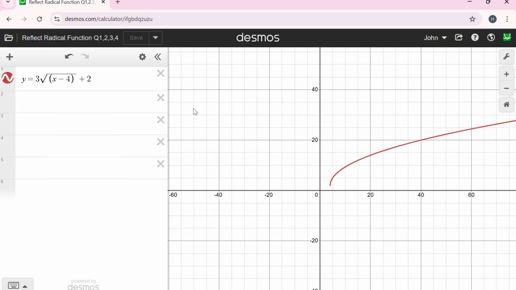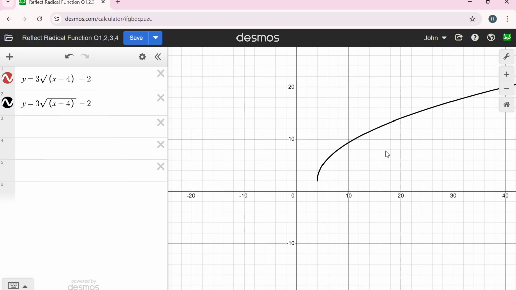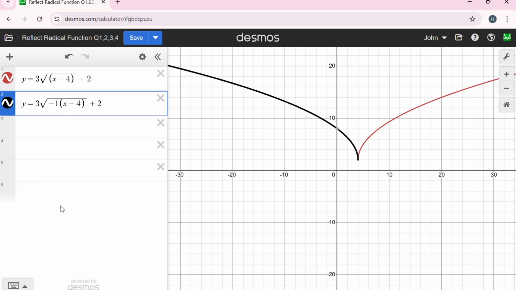So, hey folks, over on Desmos, I have y equals 3 times square root of x minus 4 plus 2. If I copy this over, I want to reflect it into quadrant 2. Well, I said to reflect into quadrant 2, if I do this, watch when I put a -1 in front here. Here's the problem we have. So let me zoom in. When I reflect it with the b value of -1, it reflects it with the reference point of the endpoint still being in quadrant 1.